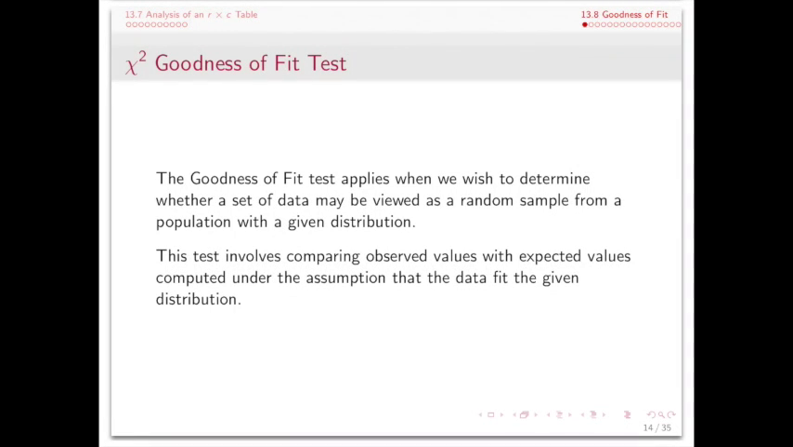Next, we'll move on to the goodness of fit test, which will apply when we wish to determine whether a set of data may be viewed as a random sample from a population with a given distribution. In particular, this test involves comparing observed values with expected values, and we'll compute those expected values under the assumption that the data fits this given distribution.